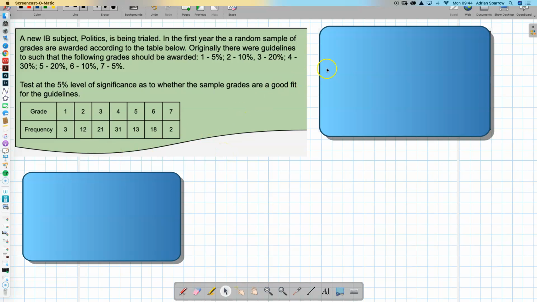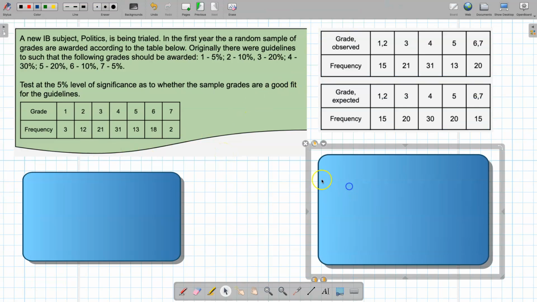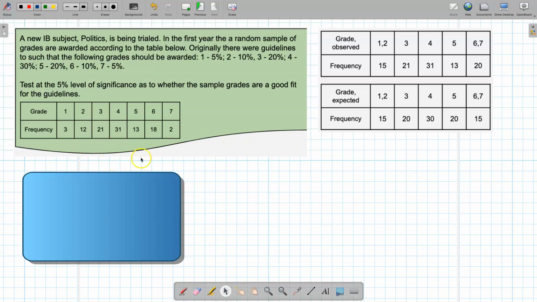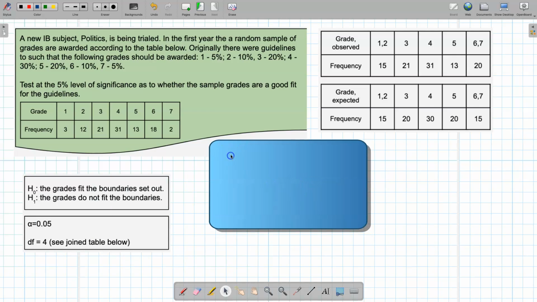Now the difference here is that what I have to do is join some tables together. And the rule is that if it's less than 5 in the frequency, like here, join it with the one next to it. So I've joined the 3 and the 12, making 15, and I've joined the 6 and the 7 to give 20 in this 6 and 7. And then obviously if I joined 1 and 2 here, I join 1 and 2 here to get 15.